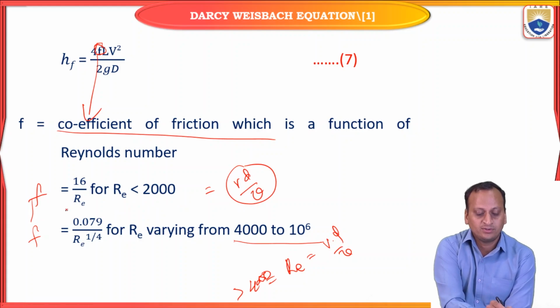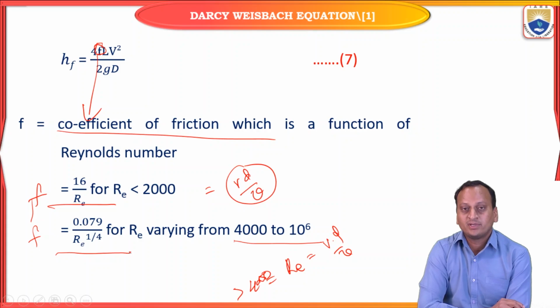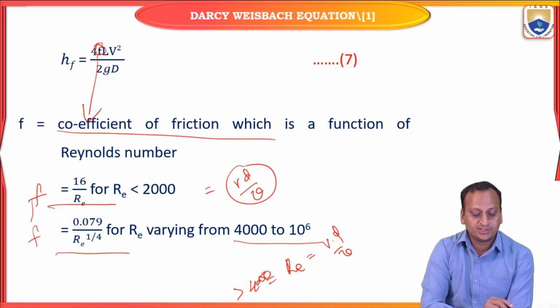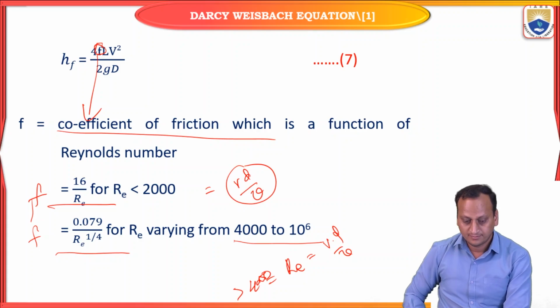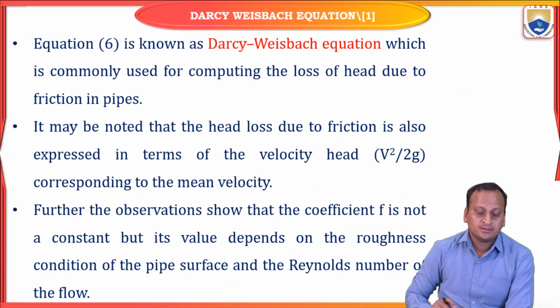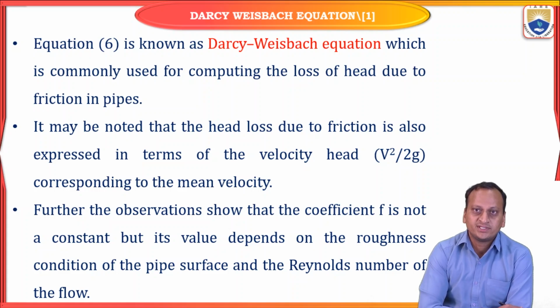So for laminar flow, this is the relation. For turbulent flow, it is 0.079 by Re power 1 by 4. This is the relation for turbulent flow. So equation 6 is known as the Darcy-Weisbach equation, which is commonly used for computing the loss of head due to friction in pipes.